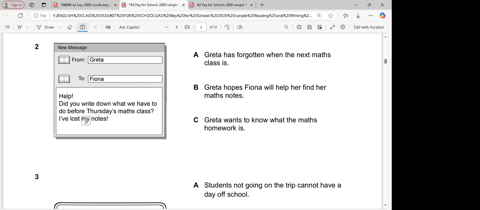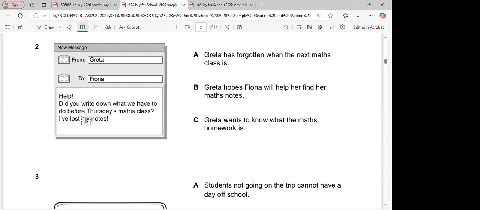Help. Did you write down what we have to do before Thursday's maths class? I have lost my notes. Greta has forgotten when the next maths class is. Greta hopes Fiona will help her find her maths notes. Greta wants to know what the maths homework is. Is it A, B, or C? What is the answer?